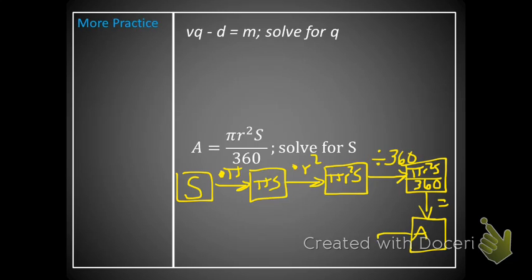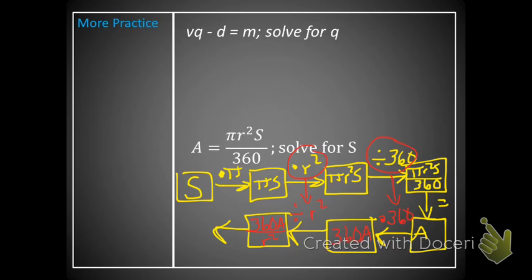So now it's time to work backwards. As I go backwards, I did divided by 360, so now instead I'm going to do times 360. So that is 360A. Next I did times r squared, so now I'm going to do divided by r squared. That gives me 360A divided by r squared.